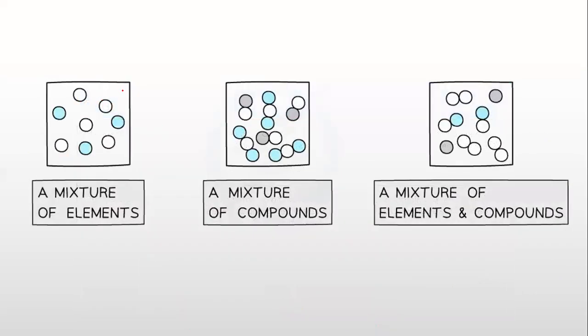A mixture of elements, a mixture of compounds, and a mixture of elements and compounds. Now, this is a mixture of elements. These are all, first of all, mixtures. This is the first mixture, the second mixture, and the third mixture. This mixture only contains elements. For example, this will be calcium, and let's say this is hydrogen. Now this is a mixture containing calcium and hydrogen. The blue ones are the hydrogens, the white ones are the calcium, but they exist as single atoms. They exist as a single atom only.